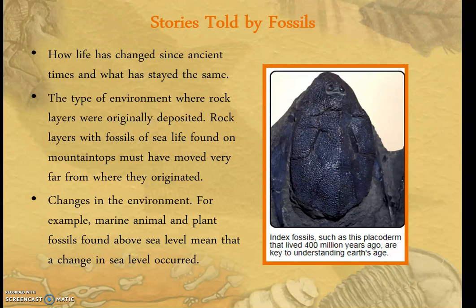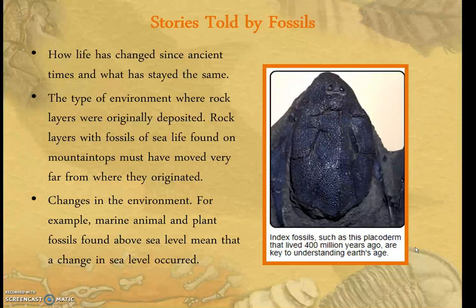So there are many stories told by fossils, which we already started talking about a little bit. Fossils can tell us how life has changed since ancient times and what has stayed the same. They can tell us the type of environment where rock layers were originally deposited. Rock layers with fossils of sea life that can be found on mountaintops must have moved very far from where they originated. Changes in the environment, for example, marine animals and plant fossils found above sea level, must mean that a change in sea level occurred.